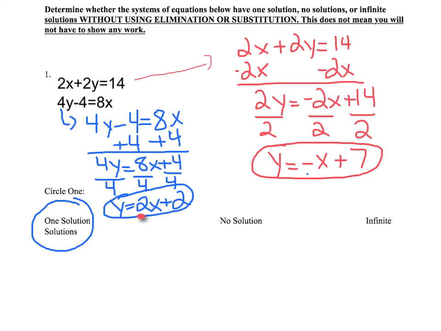If those slopes were the same, we would have to look at our y-intercepts. So if the slope is the same, then we could have either no solutions or infinite solutions. If the slope's the same and the y-intercept's different, then we would have no solutions. Those are parallel lines. If the slope's the same and the y-intercept's the same, then they're the same line, so we would have infinite solutions. But for number 1, we had different slopes, so we knew right away we would have one solution.